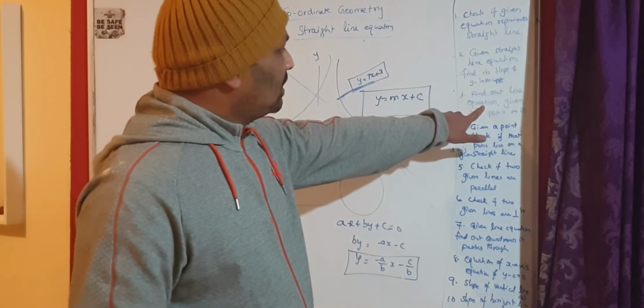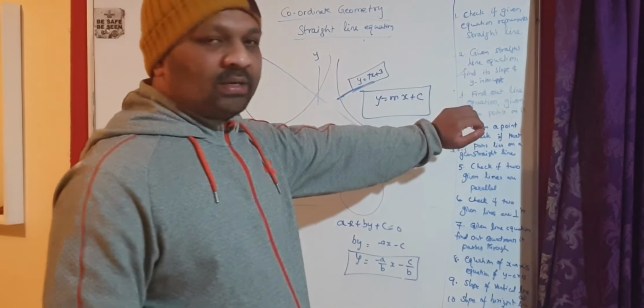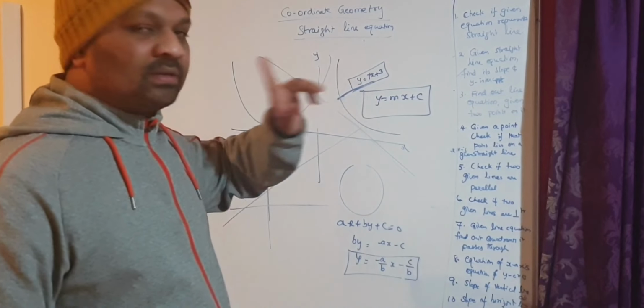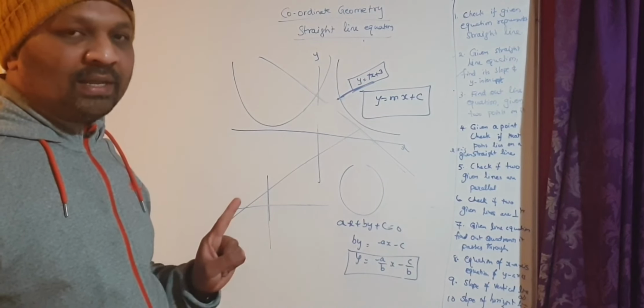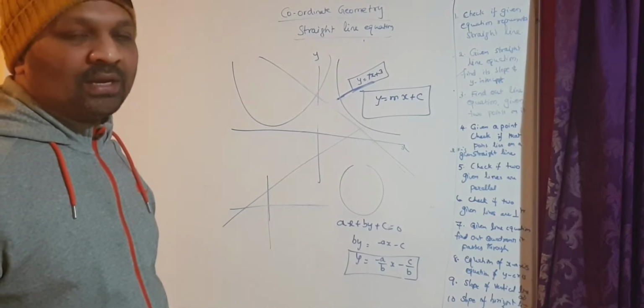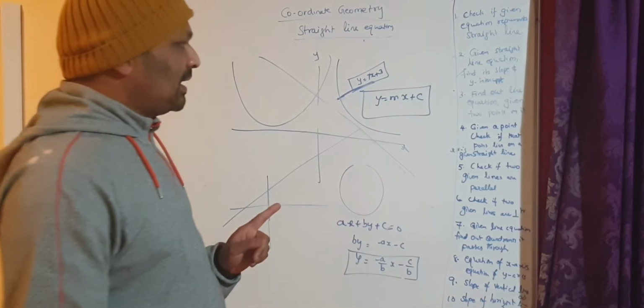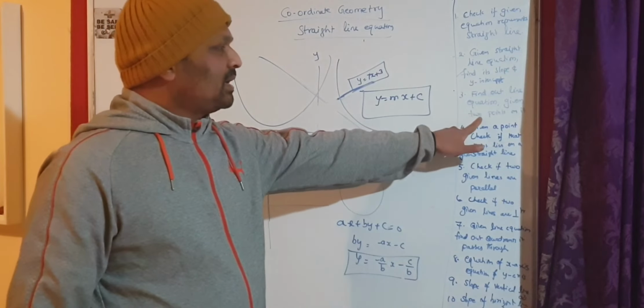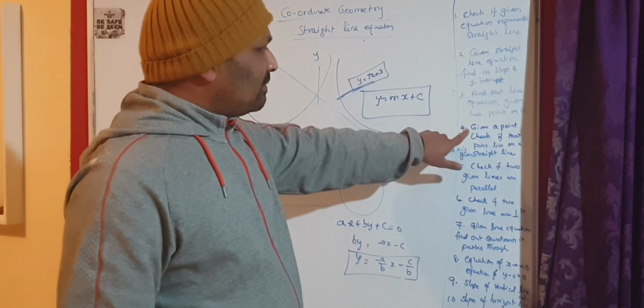Alright, find out the line equation given two points. Two points on the straight line are given, because if two points are given, there is only one straight line possible. There cannot be more than one straight line, and at the same time there cannot be zero straight lines. Certainly, there will be one straight line. Okay, find out the line equation given two points on it.